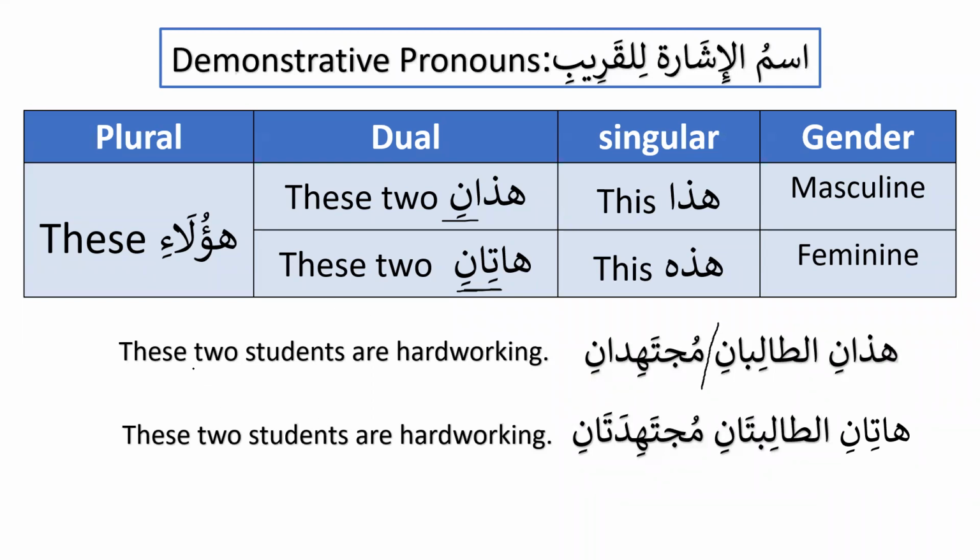So why do we say two students? Because ani is the sound for two. And when we talk about the feminine, we say hatani at-talibatani mujtahidatani. These two feminine students are hardworking. So ani, ani, and tani, tani.